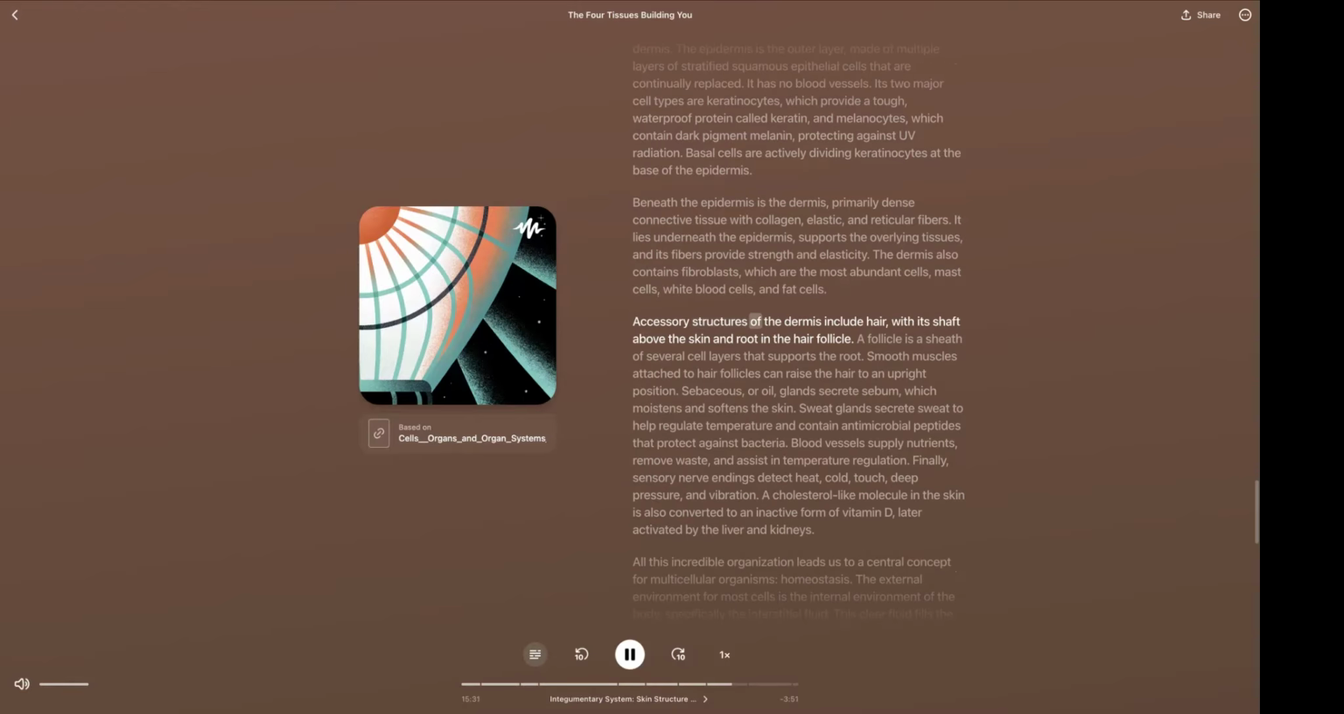Accessory structures of the dermis include hair with its shaft above the skin and root in the hair follicle. A follicle is a sheath of several cell layers that supports the root. Smooth muscles attached to hair follicles can raise the hair to an upright position. Sebaceous or oil glands secrete sebum, which moistens and softens the skin.